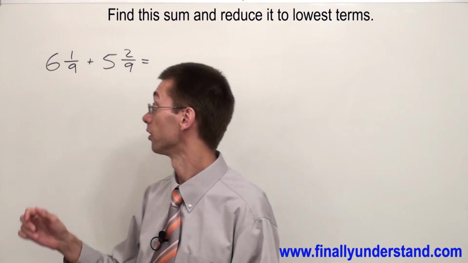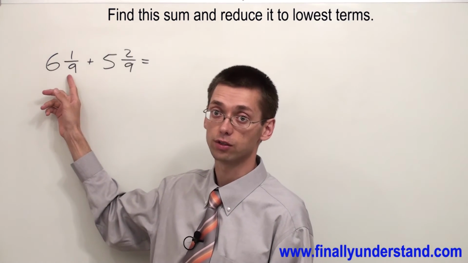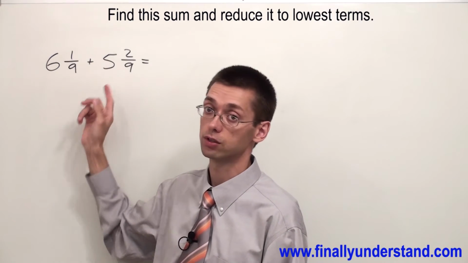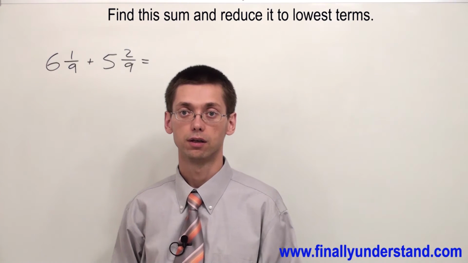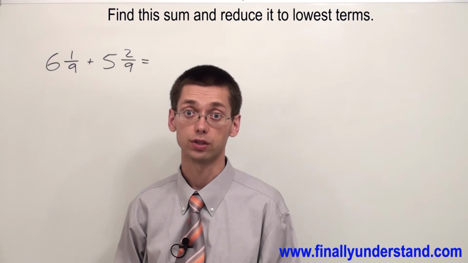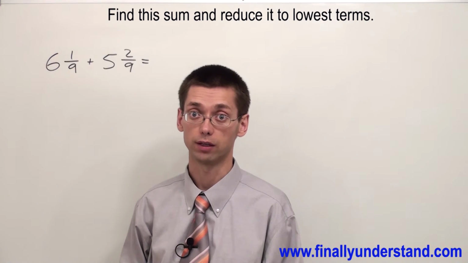Let's say if in one packet you have $6 and change, and in another packet you have $5 and change. If you want to add everything, whatever you have, you add the bills first, and after that you add change. This is basically what we are going to do right now.